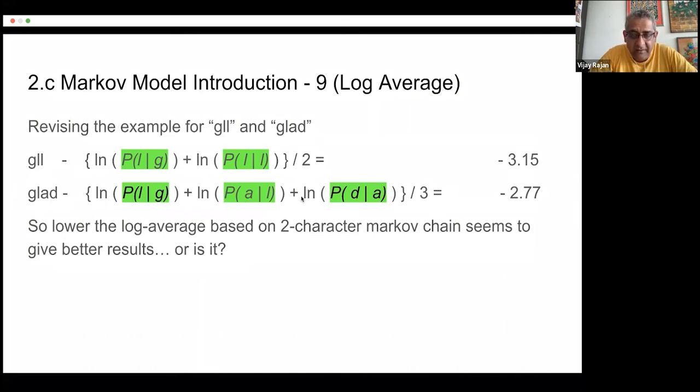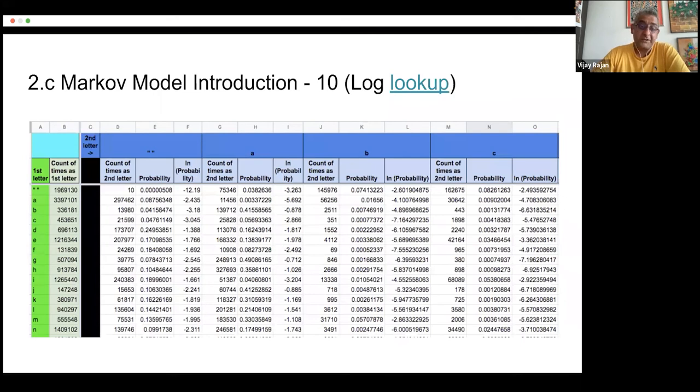Now, if you take the logs, it converts multiplication into addition, and you can take the average, and minus 2.77 is a better number that is definitely larger than minus 3.15. So the log average based on the 2-character Markov chain seems to give better results. Or is it? Let's check. Actually, it does. And as it happens, you can create the entire table. You can store the probability, and you can also store the log probability and make this a simple lookup table of 27 by 27, store it in cache. And you can check for gibberishness of addresses.